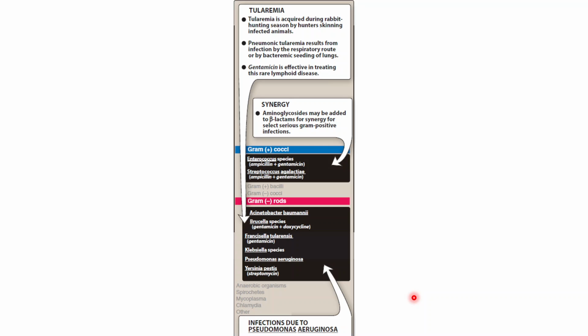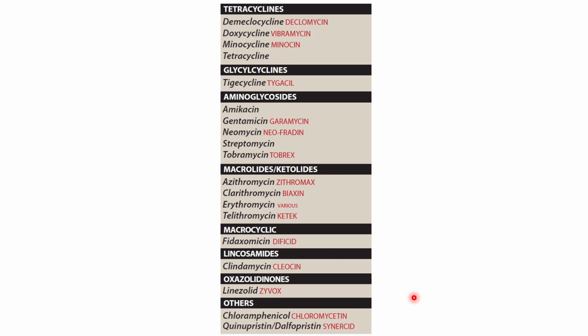So the next group is aminoglycosides. Aminoglycosides include gentamicin and streptomycin, and also neomycin, amikacin, and tobramycin.